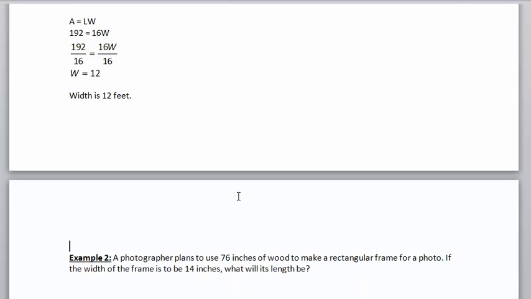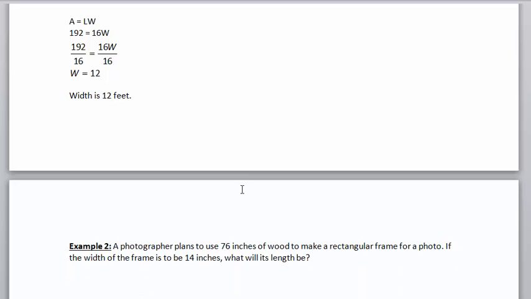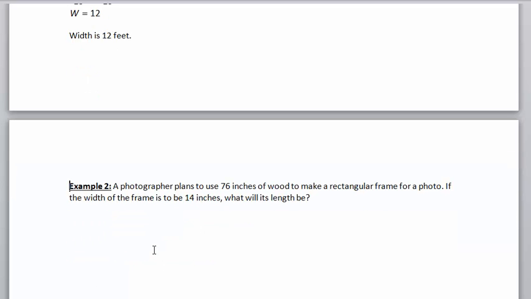In example 2, a photographer plans to use 76 inches of wood to make a rectangular frame for a photo. If the width of the frame is to be 14 inches, what will the length be? Okay, so figuring this one out requires that I identify these values. These 76 inches of wood is going to go all the way around the photo, so that must be the perimeter. So we know that the perimeter is 76. We also know that the width is 14.